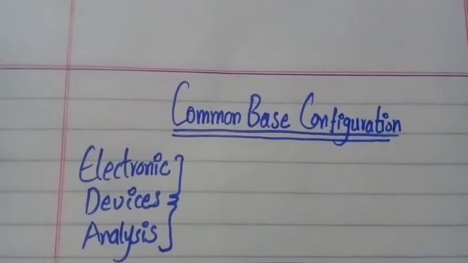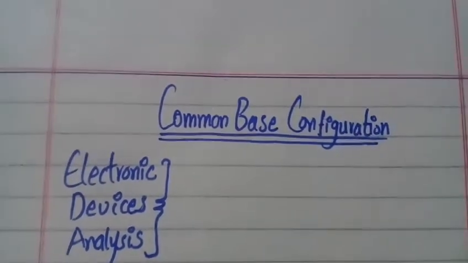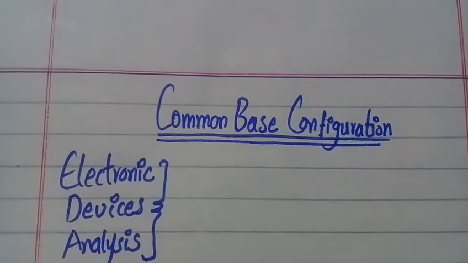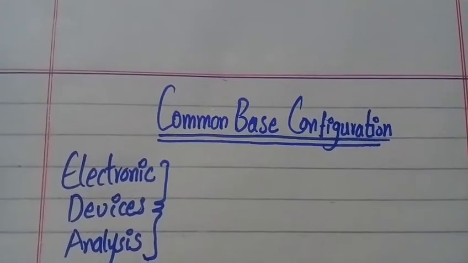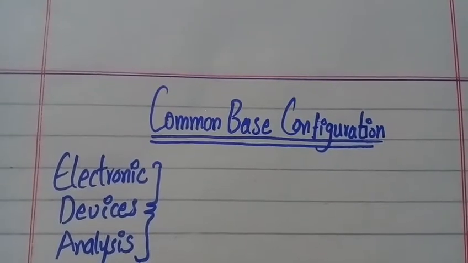So guys, our today's topic is common base configuration. As we know that there are three types of configurations of bipolar junction transistor: common base, common collector and common emitter configuration. But in this video we will discuss only common base configuration in detail.